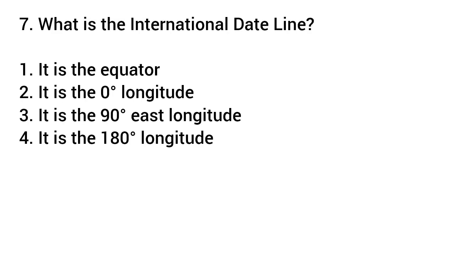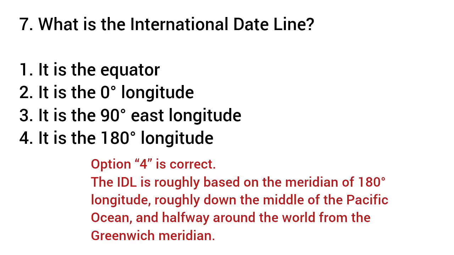What is the international dateline? Answer. Option 4 is correct. The IDL is roughly based on the meridian of 180-degree longitude, roughly down the middle of the Pacific Ocean and halfway around the world from the Greenwich meridian.